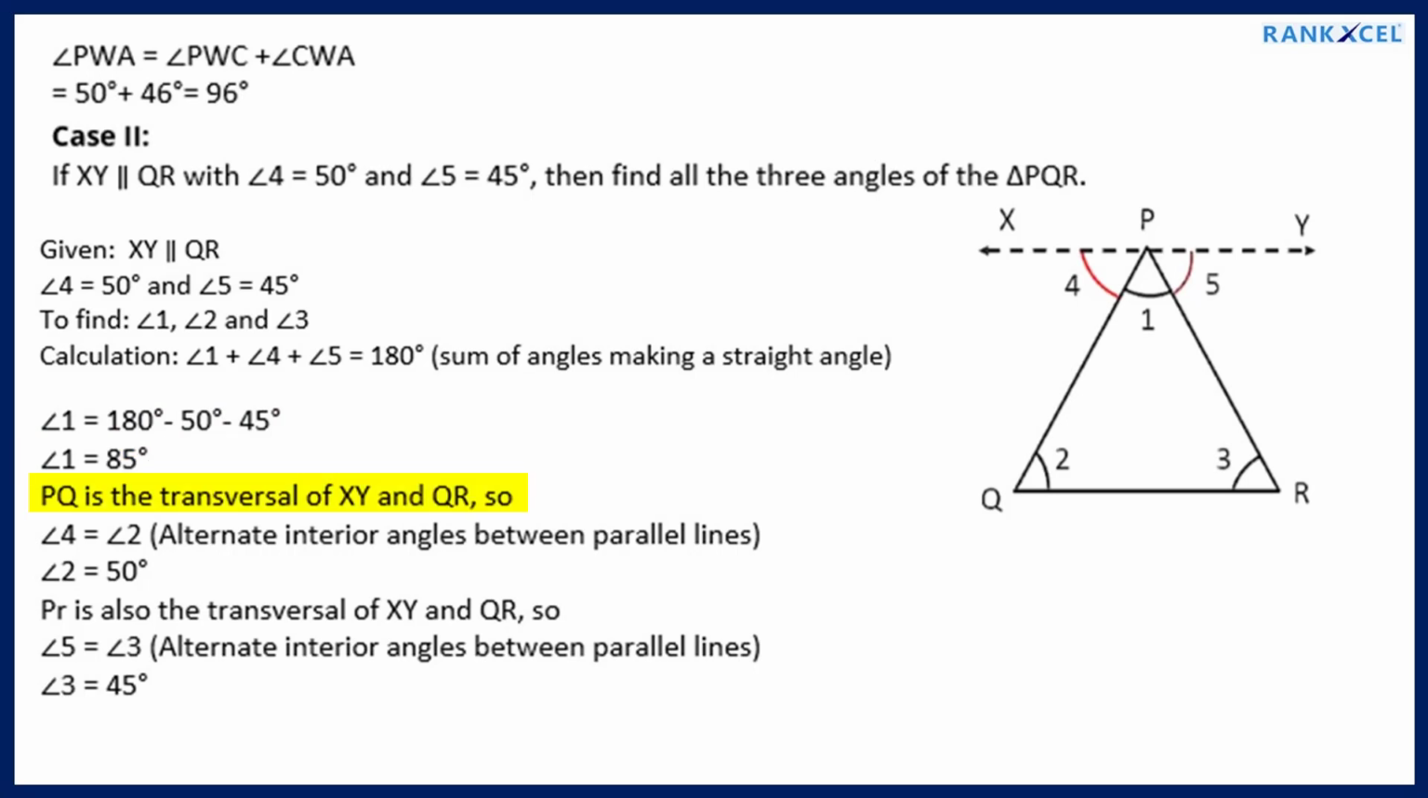PQ is the transversal of ST and QR, so angle 4 equals angle 2, alternate interior angles between parallel lines. Angle 2 equals 50 degrees. PR is also a transversal of ST and QR, so angle 5 equals angle 3, alternate interior angles between parallel lines. Angle 3 equals 45 degrees.